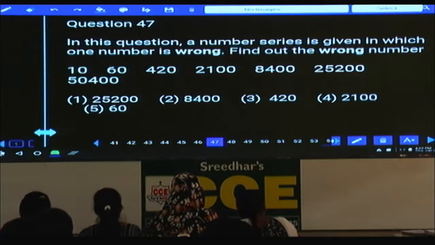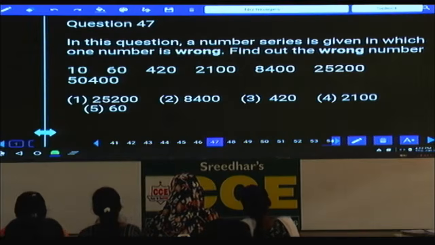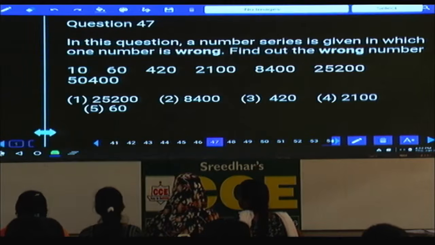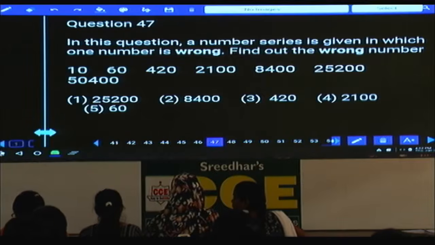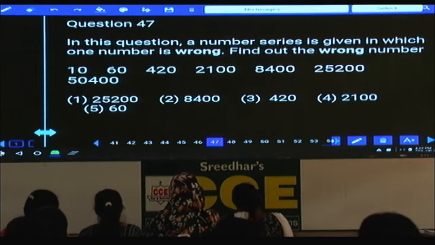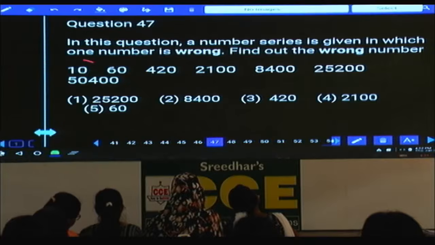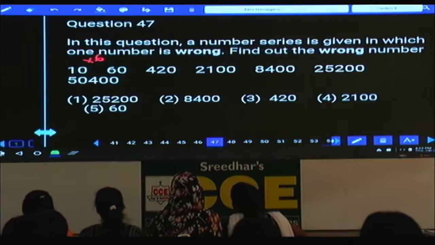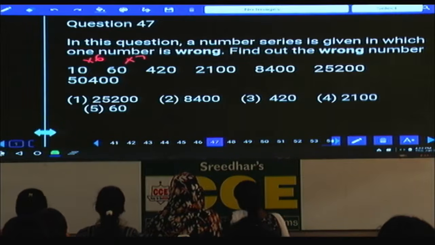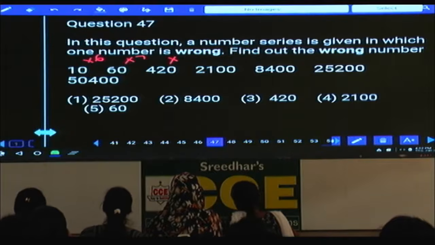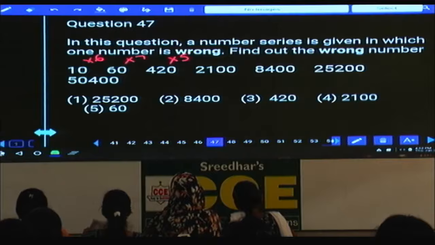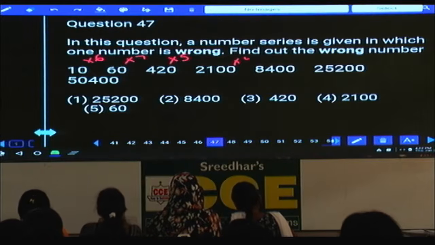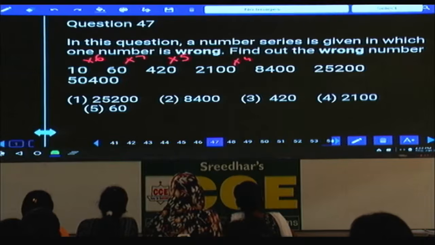Then coming to question number 48. If you check here, the first number is 10 and the last number is 50,000. The numbers are increasing at a very fast rate, hence it must be under product or combination. Can 10 and 60 be related by a product? 10 into 6. Now here, 60 into 7. Then into 6, into 7, into 5. Next one, 21, this is into 4. Isn't it? Next one must be 6, 7, 5, 4.